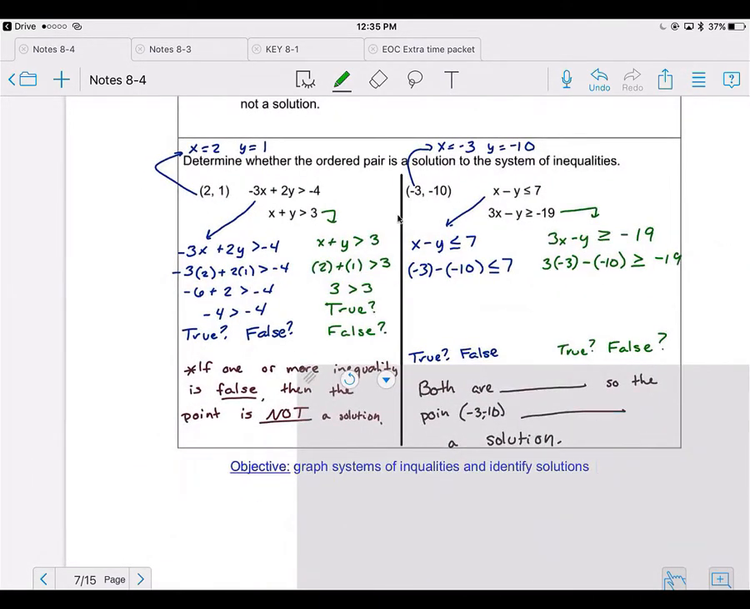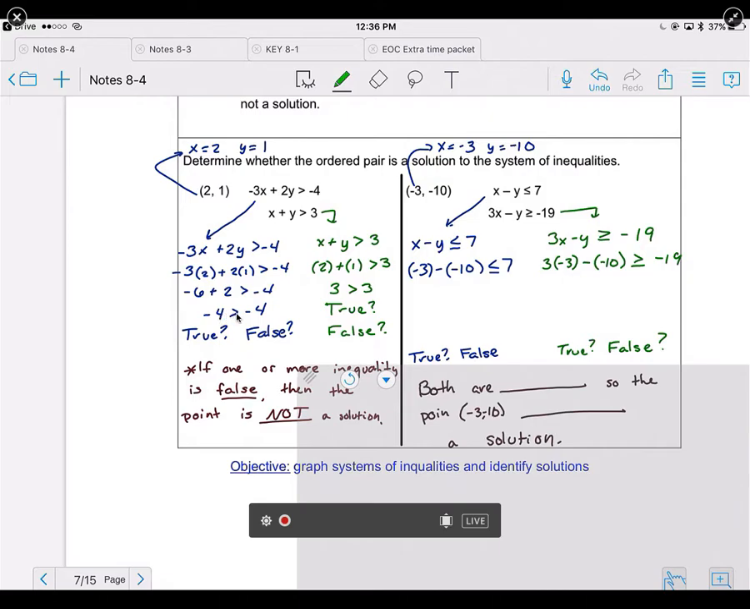So the first one's been done for us to determine whether this is a solution. We have the point 2, 1. So x is 2, y is 1. So we could take and plug in 2 for x and 1 for y and solve this. Negative 3 times 2 is negative 6. 2 times 1 is 2. Negative 6 plus 2 is negative 4.